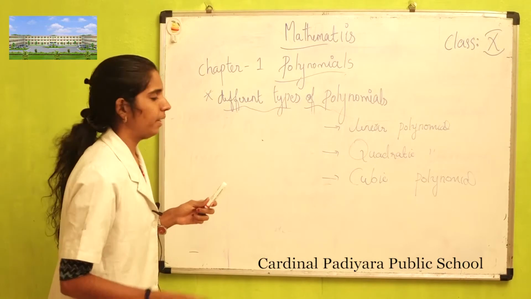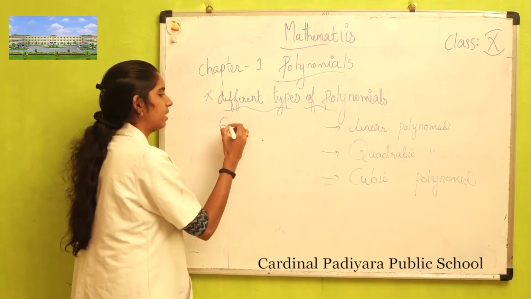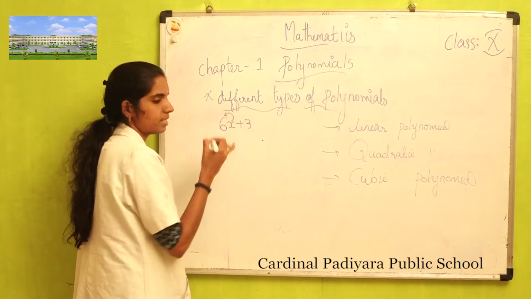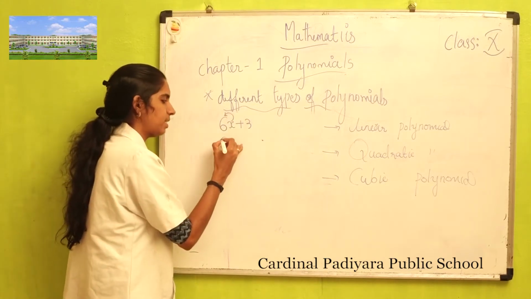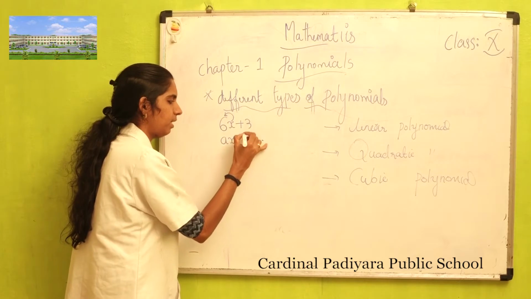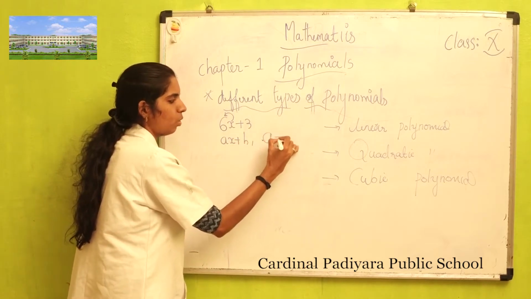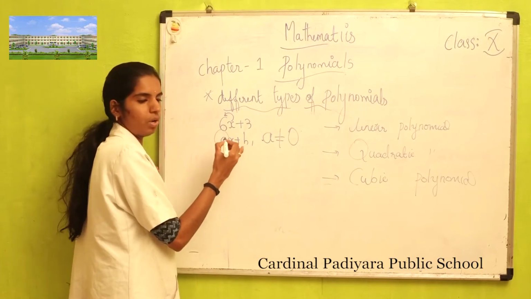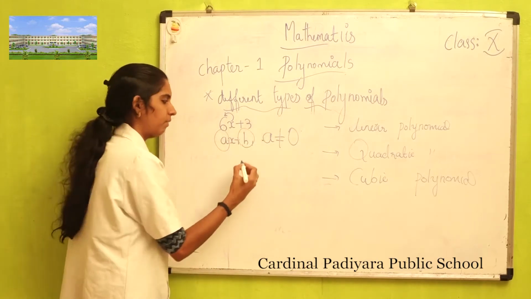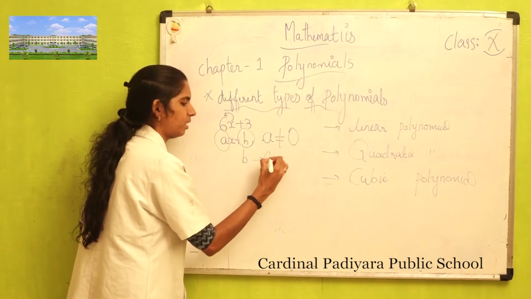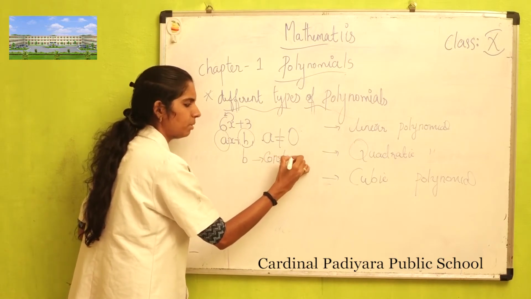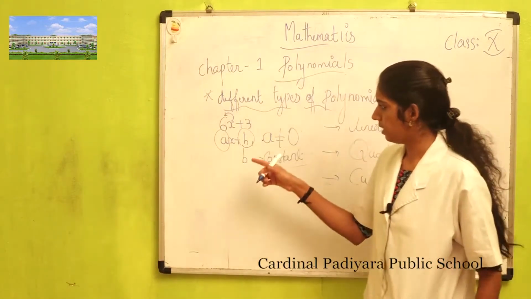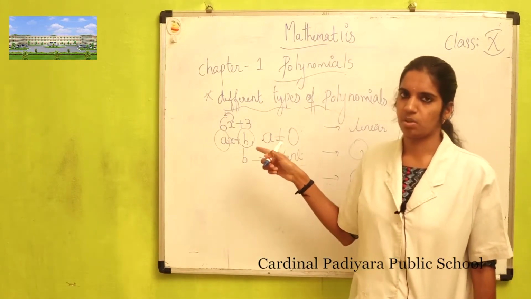Suppose what happens if a equals 0? Suppose we consider the example 6x plus 3. Here the coefficient of x is 6. So the condition is ax plus b, where a not equal to 0. That means if a becomes 0, it becomes b. What is b actually? B is a constant term. So a constant polynomial is not an example of a linear polynomial. So that is the condition, ax plus b, where a not equal to 0.